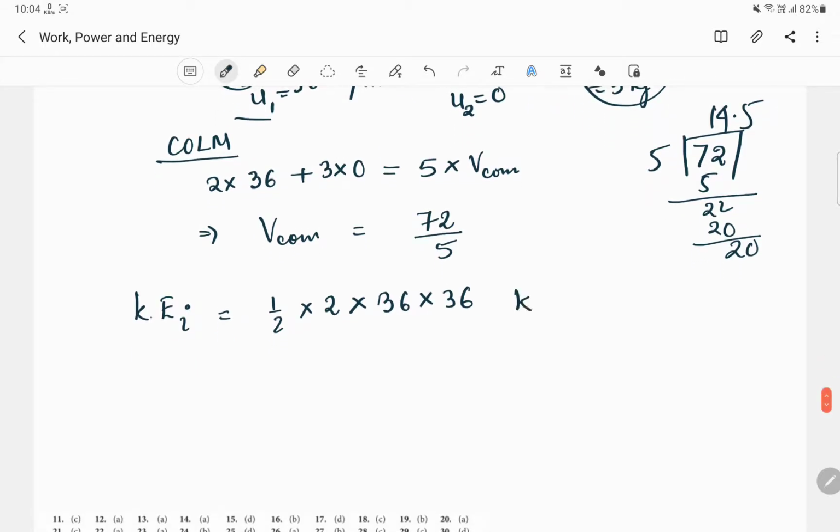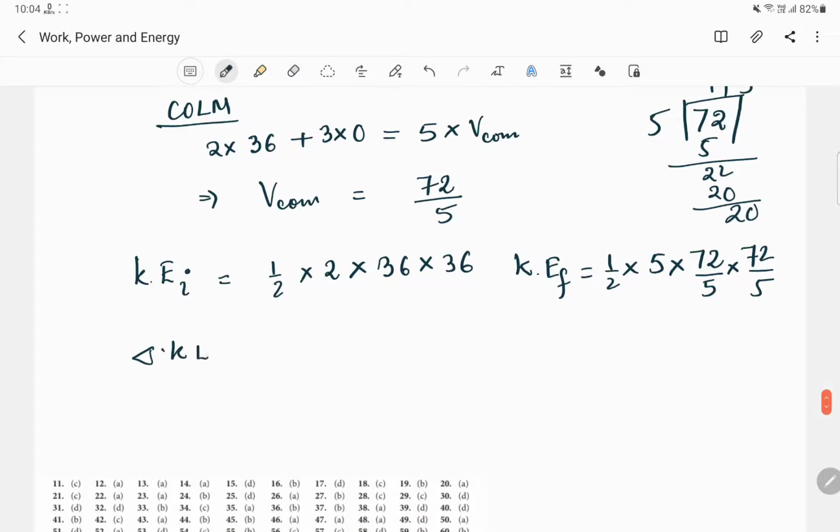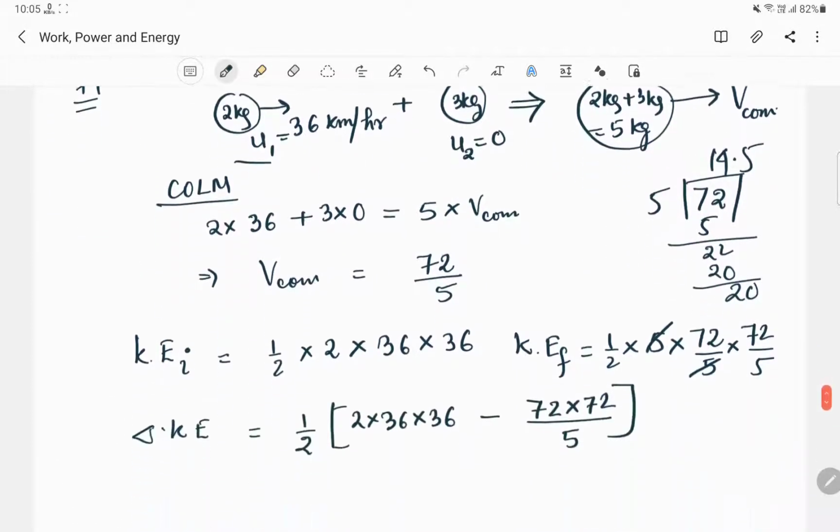And what about the kinetic energy final? Kinetic energy final will be equal to half into, what is the mass? Mass will be 5 kg into 72 divided by 5 into 72 divided by 5, and the change in the kinetic energy will be equal to half. We can take half common out and this will be 2 into 36 square, 36 into 36 minus, this 5 and this 5 get cancelled out, and we are left with 72 into 72 divided by 5.